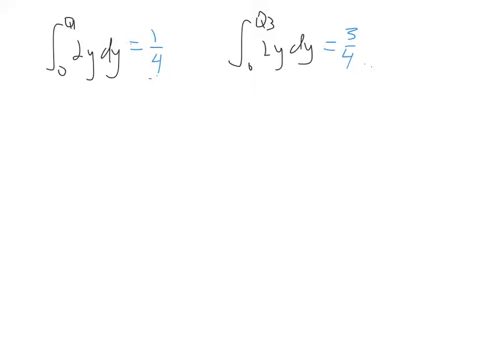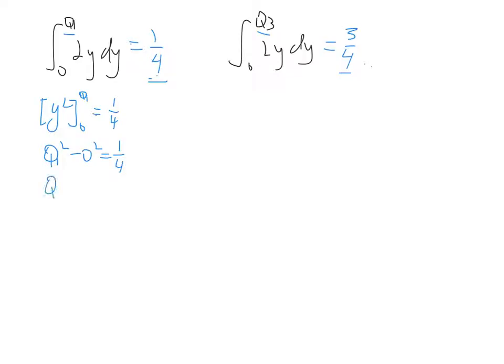So from there what we're going to do is anti-differentiate and let the antiderivatives equal these. So 2y, and then of course solve for Q1 and Q3. So 2y anti-differentiates to y squared between Q1 and 0, and let that equal a quarter. So then we have Q1 squared minus 0 squared equals a quarter.